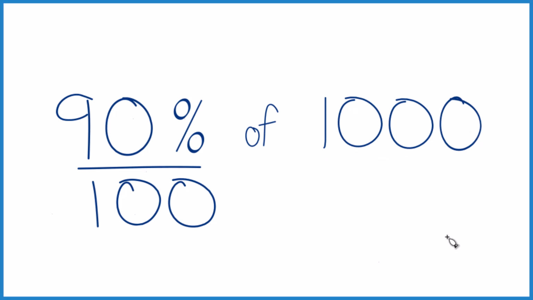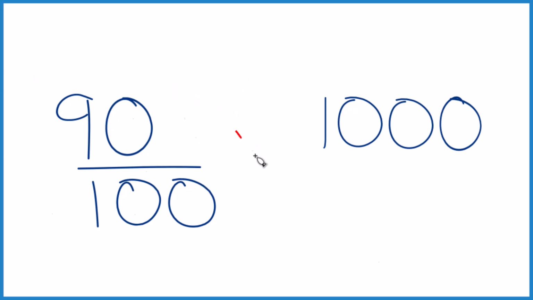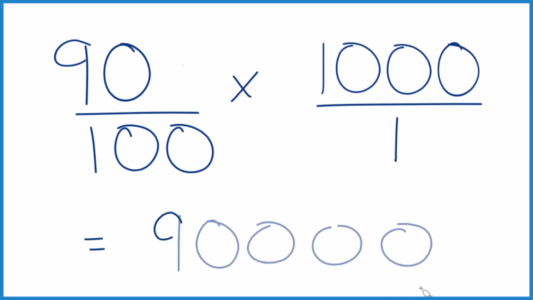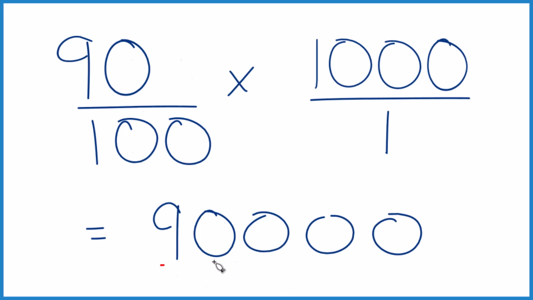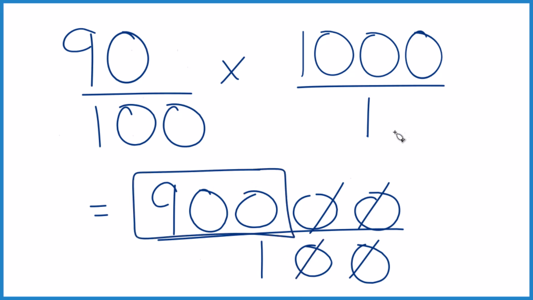Another way you can do it is 90%. That's 90 per 100. And "of", we can just do multiplication. Let's call this 1,000 over 1. Still 1,000, but things line up now. 90 times 1,000 is 90,000. And 100 times 1 is 100. When we divide, we get 900 over 1, which is 900. That's what we found before.